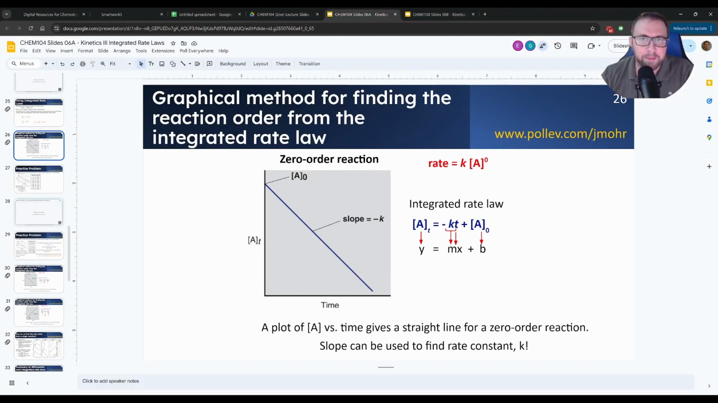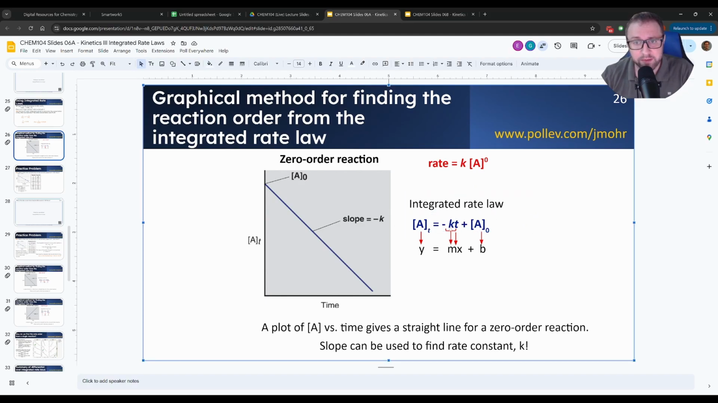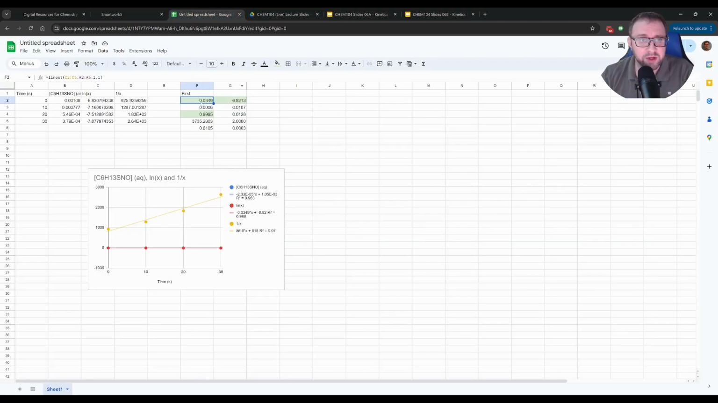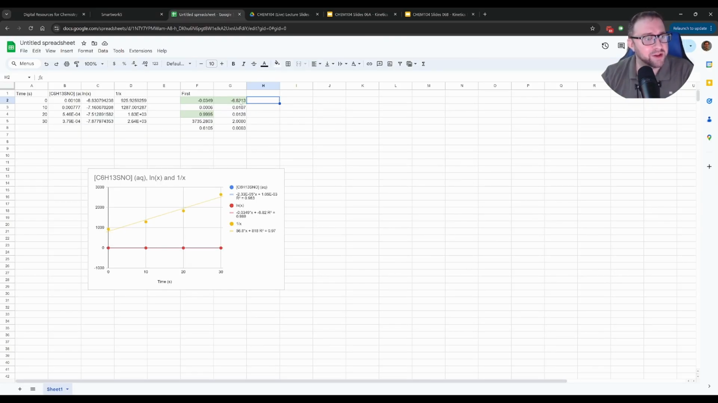So we know that for a first order reaction, the slope of our linearized rate law is equal to negative k, right? So m is equal to negative k. So our slope here is just going to be this number, but positive, right? 0.0349. And boom, we're done.